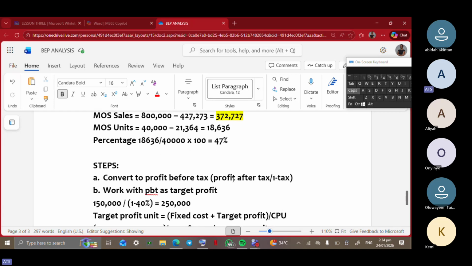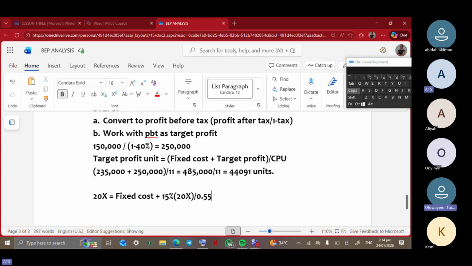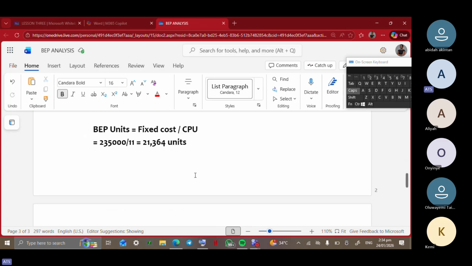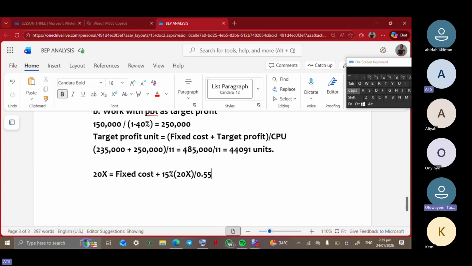No, we've not gotten there. The 20 is the selling price. We are given the selling price in the question. So now we don't know the number of units, but we know that each one costs 20 naira. And then we know that the contribution margin ratio is 0.55. I want to be sure that we're on the right track.